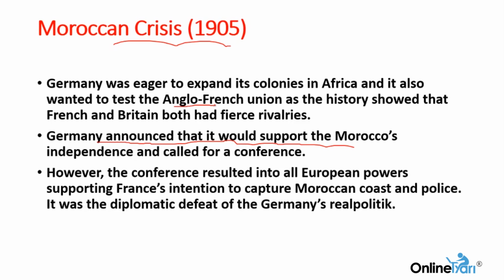So that happened. Germany sent gunboats to the coast of Morocco, but to their surprise, the Anglo-French Union came together and a conference was held. The conference resulted in all European powers supporting France's intention to capture the Moroccan coast and police. It was a diplomatic defeat of Germany's realpolitik. So first, Germany was diplomatically defeated by the Anglo-French, and other European powers came together. So Germany was left alone.